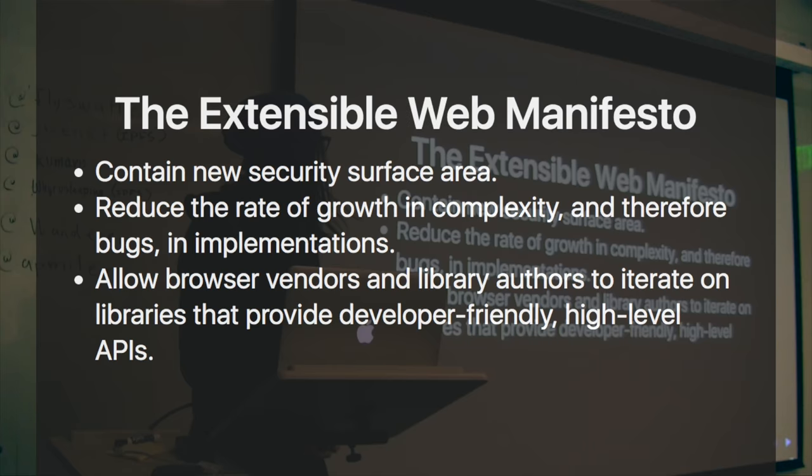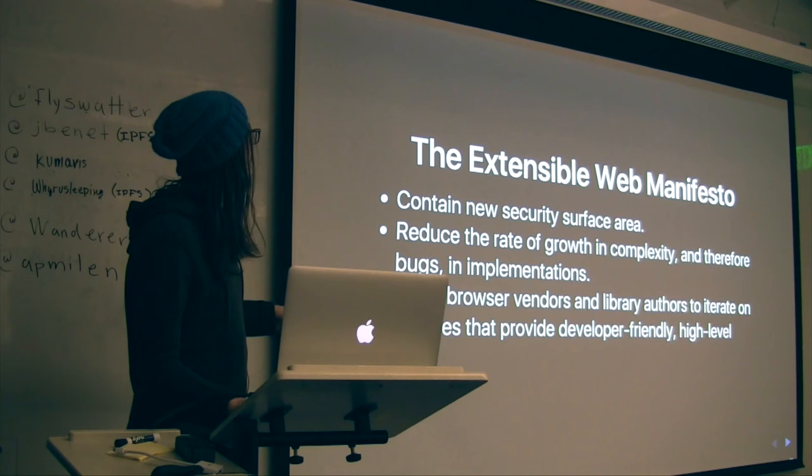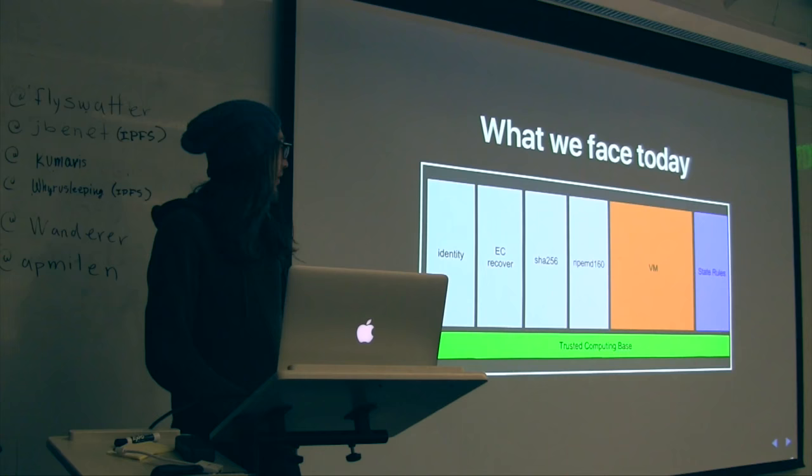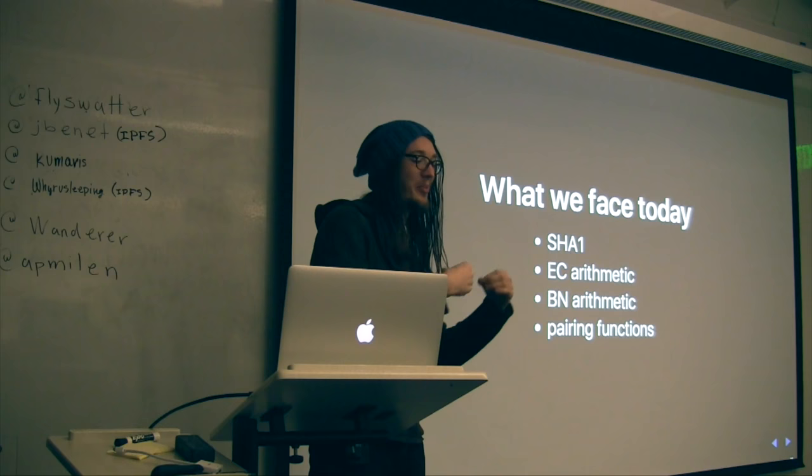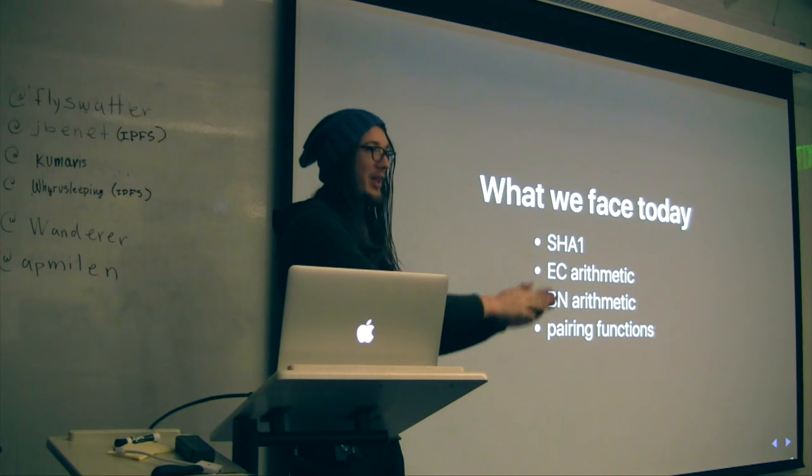And in Ethereum, all these things are also applicable to blockchains. Actually, even more so. What we face today is a really large trusted computing base. We have a virtual machine, all these precompileds, and state rules. State rules are how we update the state, like moving balances from one account to another. I would say it's even getting worse because we have more precompileds coming down the line, and every time we add a precompile, we expand the trusted computing base. It's super important in a blockchain that every implementation implements it correctly. If you don't, you break consensus. So it's even more important than in the browser environment.